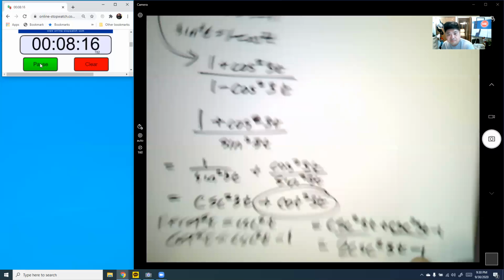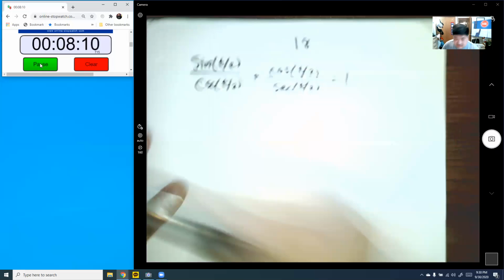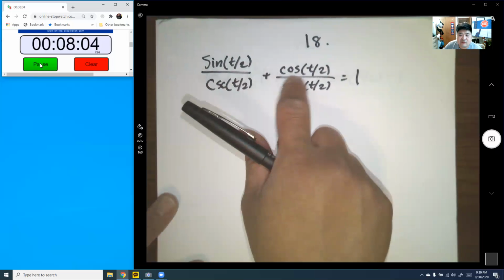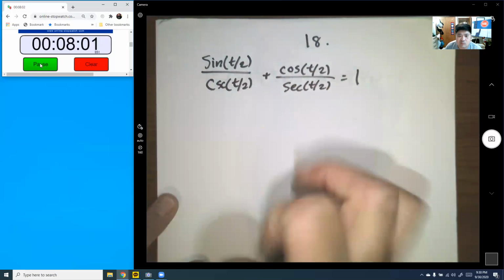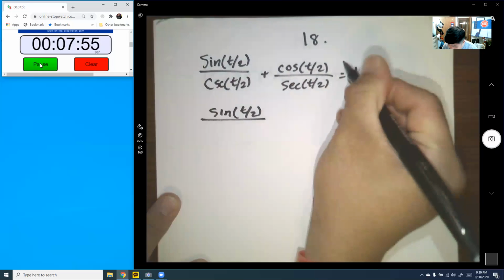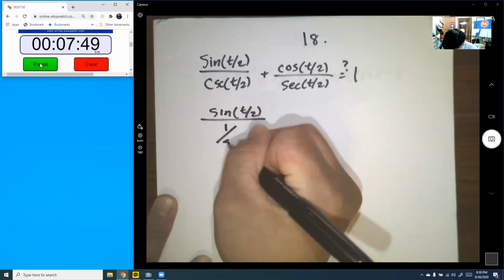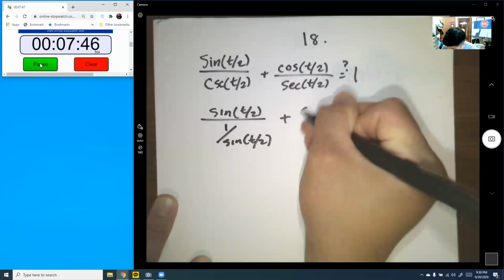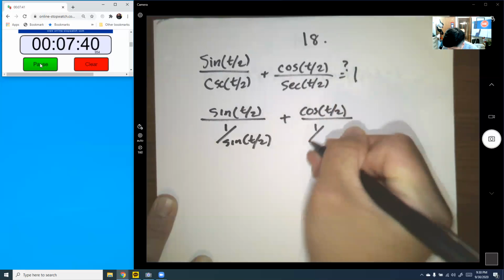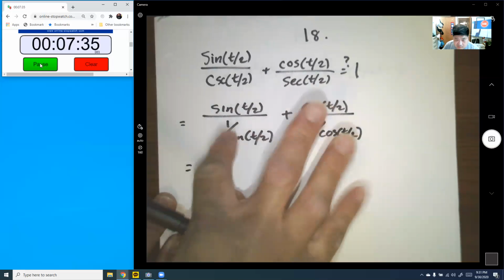All right, let's try another one. So number 18 here: sine of t over 2 over cosecant of t over 2 plus cosine of t over 2 over secant of t over 2 equals 1. So sine of t over 2 over cosecant of t over 2, that's 1 over sine of t over 2. And then we have cosine of t over 2 over secant of t over 2, which is 1 over cosine of t over 2. And then I will go ahead and multiply by the reciprocal here.